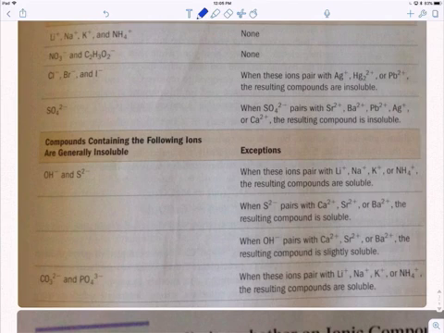And then carbonates and phosphates tend to be insoluble, except for the alkalis and ammonium ions. I mentioned this last class, but something to notice: it's the tiny ions in charge, the small charged ions, and also the big ions. Big ions with small charges are the ones that are soluble. Why? Because they're not very strong and they can have an attraction to water.